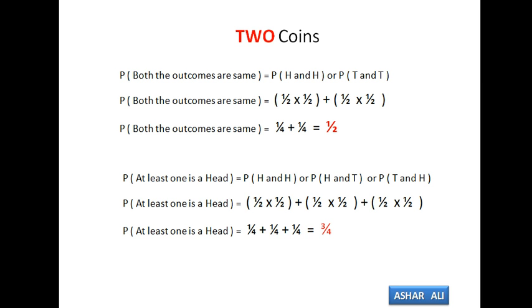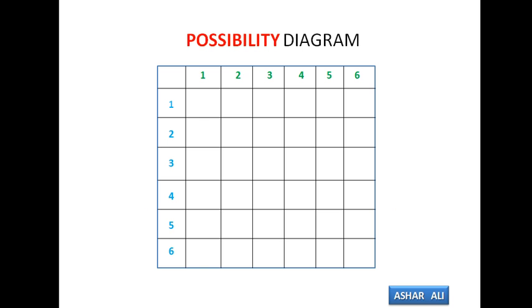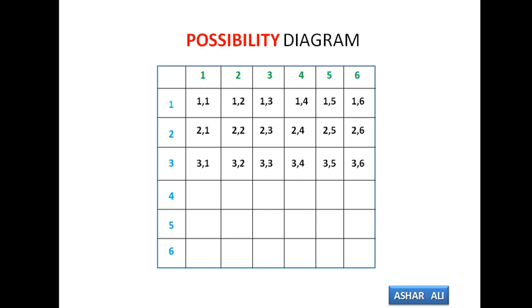At least one is head. When considering at least one is head, we can have a maximum of 2 heads. Therefore, head and head, head and tail, or tail and head. The answer is 3 upon 4. A possibility diagram for 2 dice. The total number of possibilities in this case would be 36.